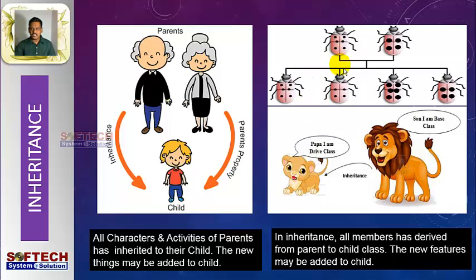In inheritance, for example, this is a base class. This one is a child class. So the child is derived from the base class. That is inherited from the base class. All characteristics and activities are copied to that child class. But some properties and activities are hidden by data abstraction and data encapsulation.